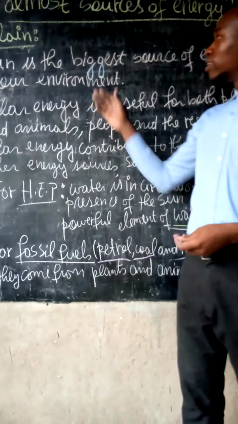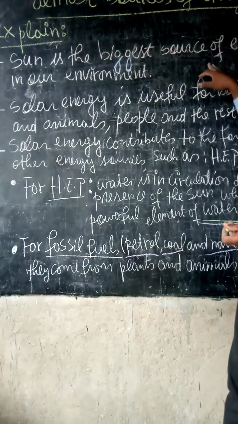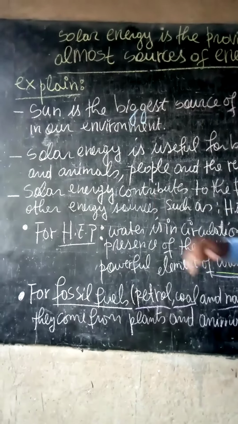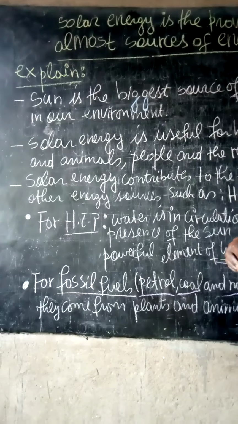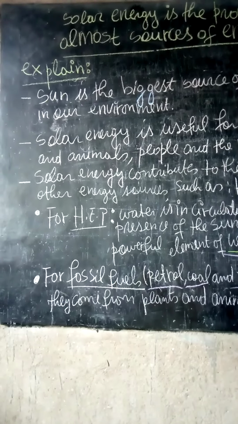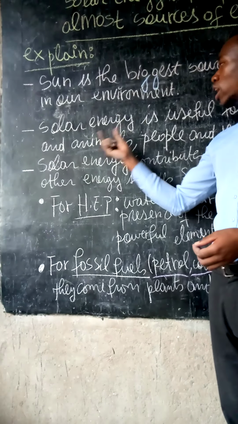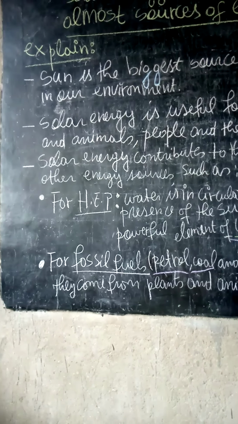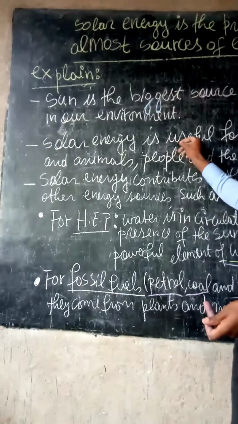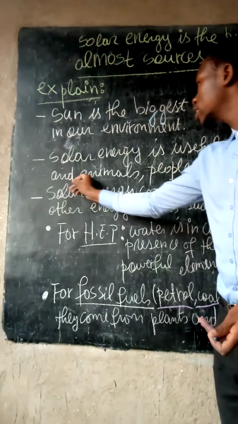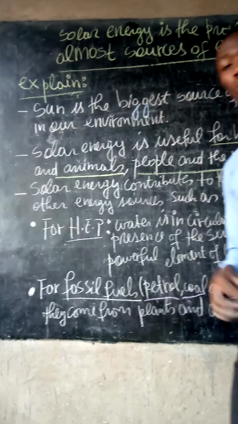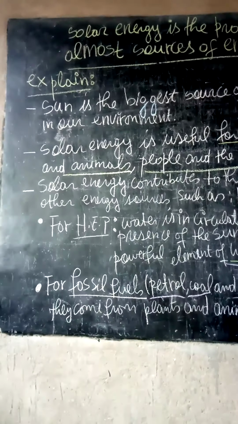Okay, the sun is the biggest source of energy in our environment. So this is note number one. Solar energy is useful for both plants and animals. People and the rest of the environment, we all need solar energy.